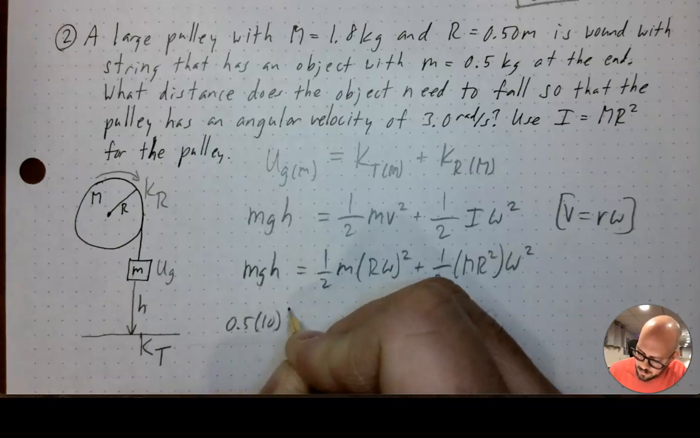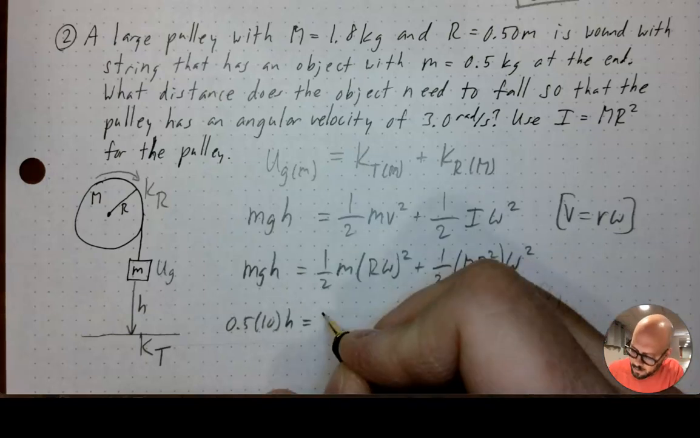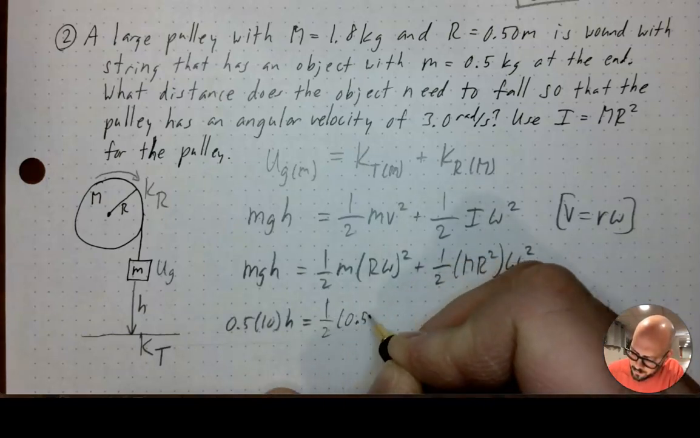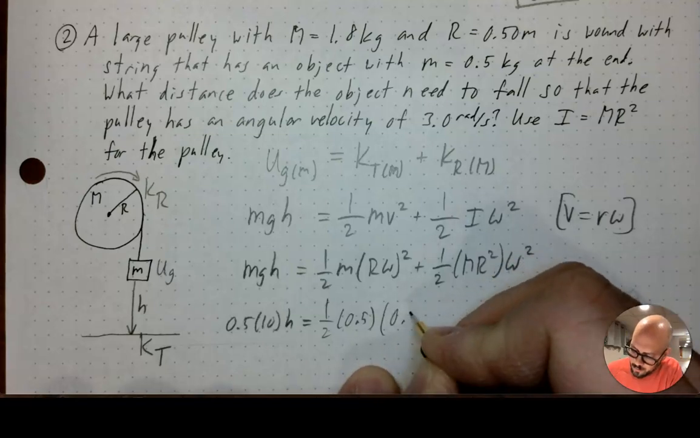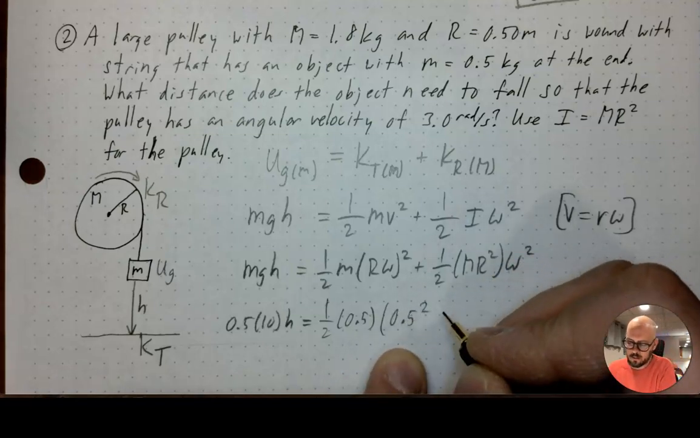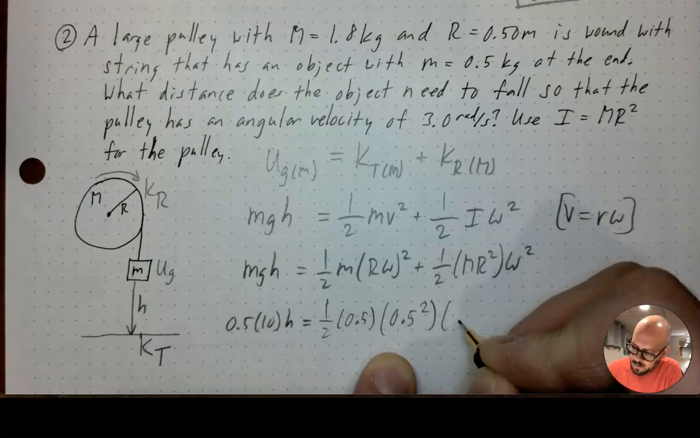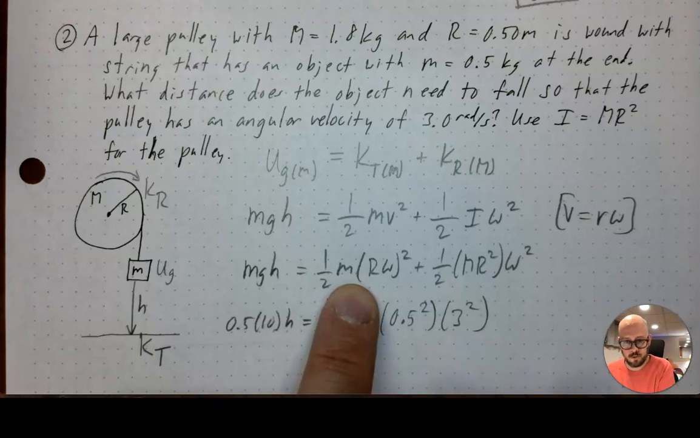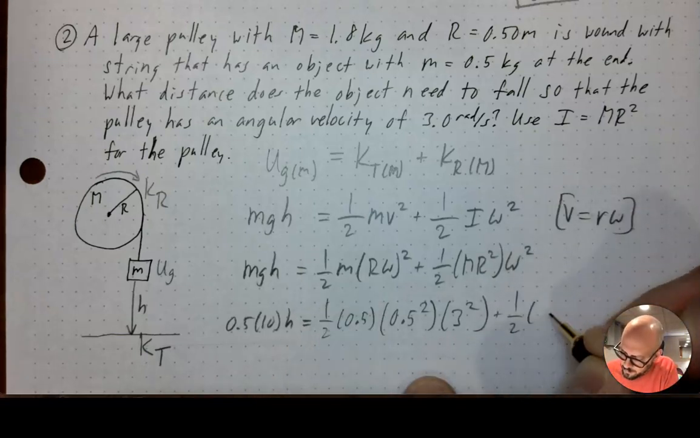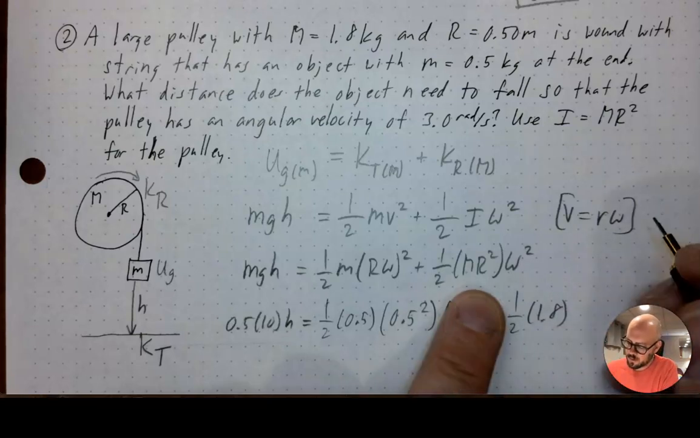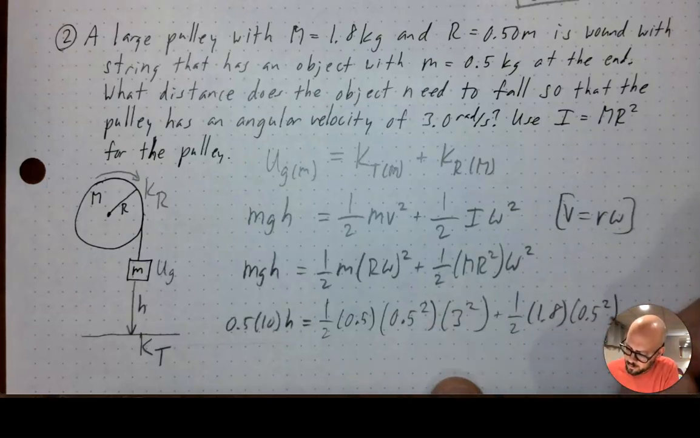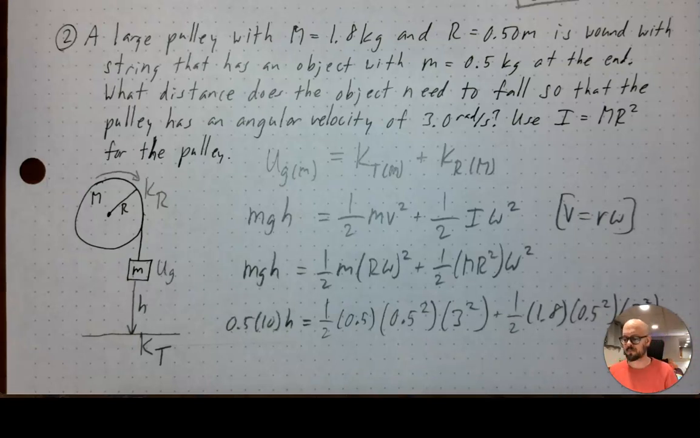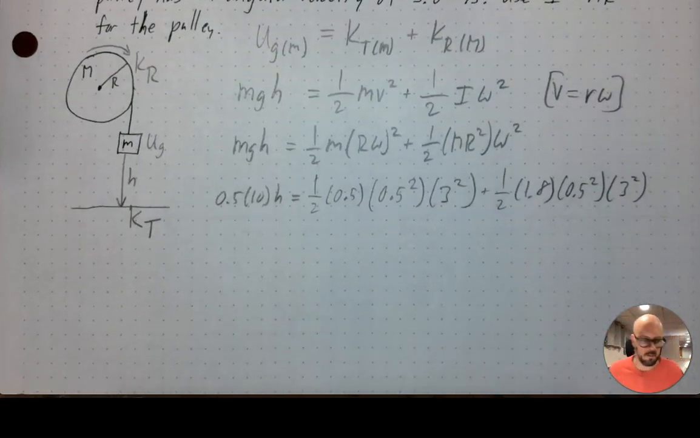0.5 times 10 times h on my left-hand side equals 1/2 times 0.5, that's the mass, times 0.5 squared, that's the radius of the pulley squared, times 3 squared, that's the angular velocity of the pulley at the end of this event. So really all of this so far is just the first term, plus 1/2 times 1.8, and then again times 0.5 squared times 3 squared. So I have a lot of calculating to do. If you want to pause and do the rest of this yourself, you can. I'm just going to write some answers here.